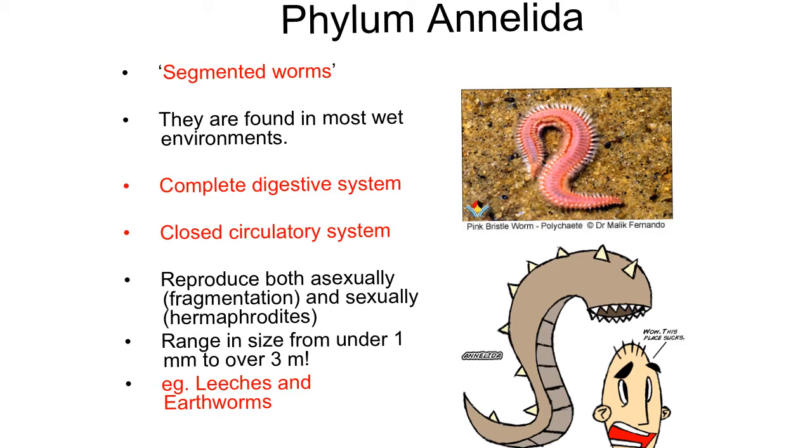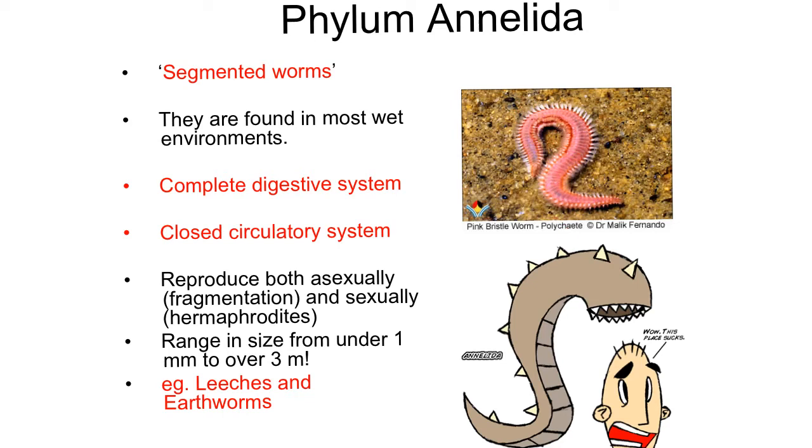Phylum Annelida are our segmented worms. So they have segments which divide the body into repetitive sections. And if you recall, there's some advantages to this. You can damage a single part, but other segments can still function. And we can also have segments that move independently of one another.